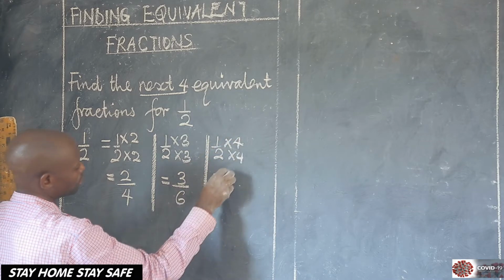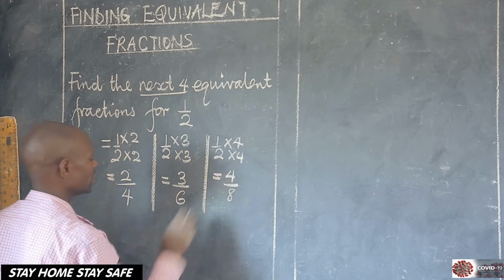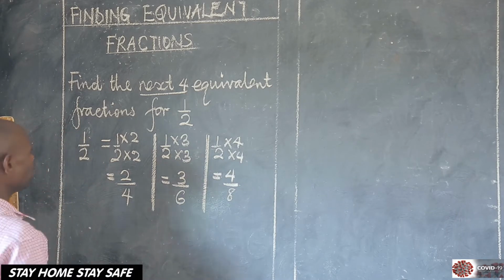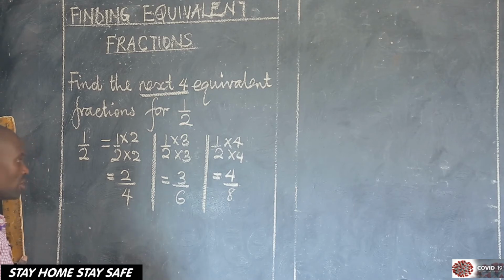1 times 4, we get 4. Out of 2 times 4, you get 8. How many do we need? We need 4. 1, 2, 3, so far I have got 3.